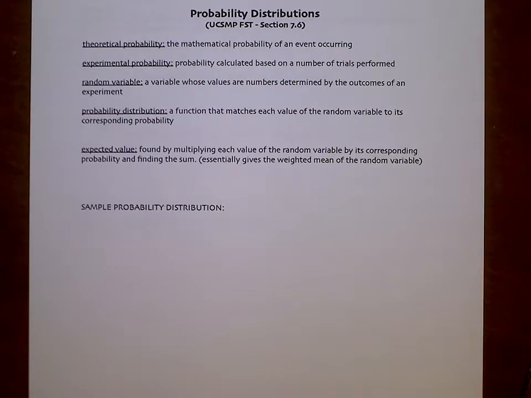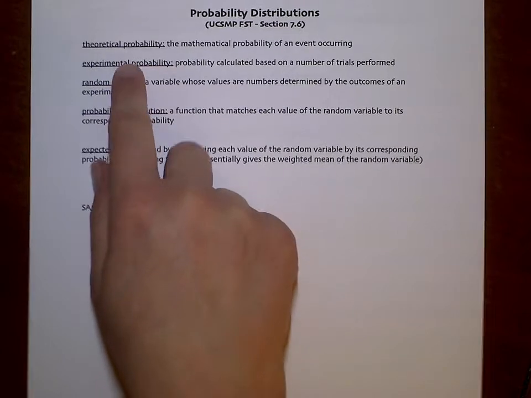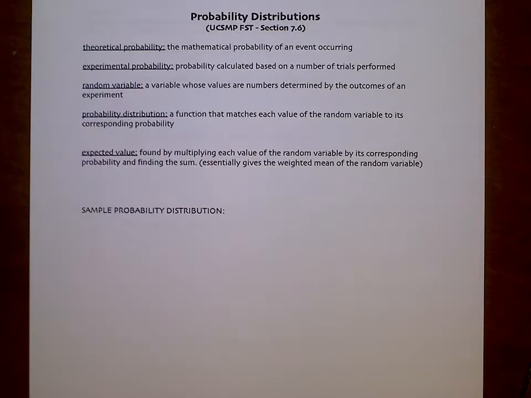So first, let's clarify the difference between theoretical and experimental probability. You've been working primarily with theoretical probability, which is like mathematical probability. So for example, flipping a coin, the theoretical probability of getting heads is 1/2 because there are two outcomes that are equally likely and one of them is heads, so 1 out of 2. Okay?